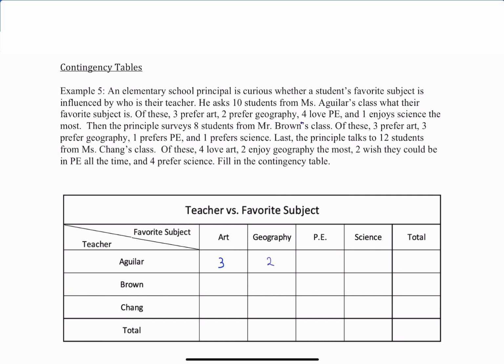Next, we see that 4 of her class loves PE. So we'll put a 4 for the number of students in the sample of Aguilar's students who love PE. And last, 1 of them enjoys science the most. Let's keep on filling in the data that we're given, and then we'll talk about some of the other stuff in the table. I don't want to bore you, so I'm going to speed up filling in the next 2 rows for Brown and Chang.